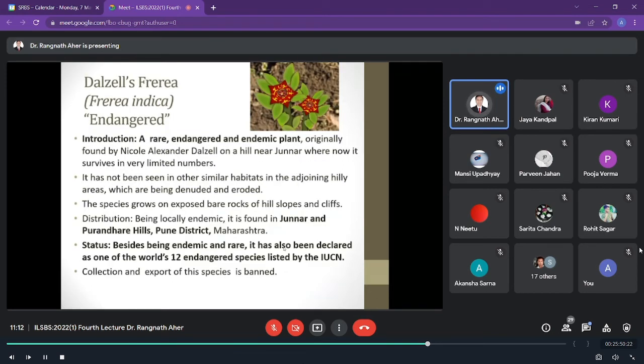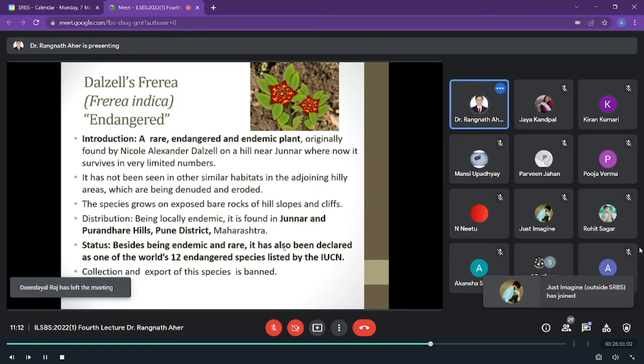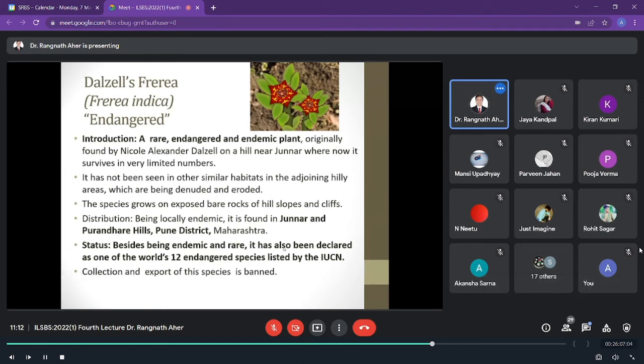Next one is Dalzellia, which is also endangered. It is a rare, endangered, and endemic plant originally found in very limited numbers, and nowadays its status is, besides being endemic and rare, it has also been declared as one of the world's 12 endangered species listed by IUCN.